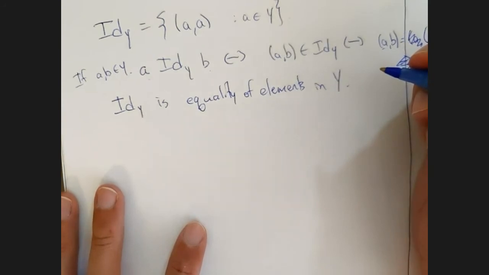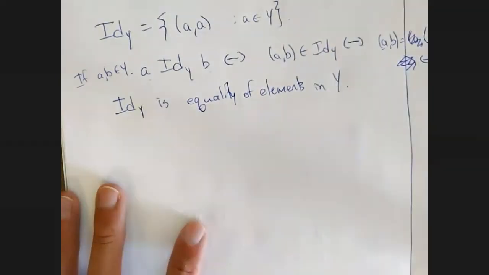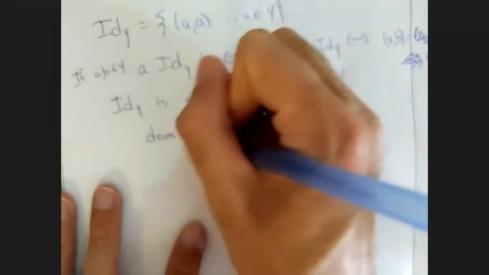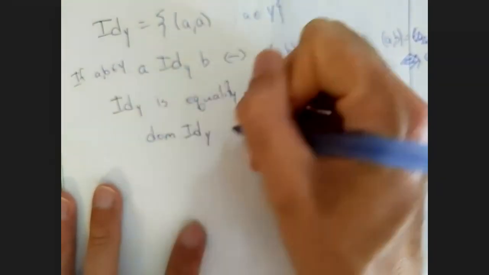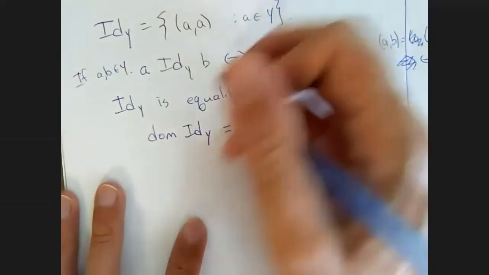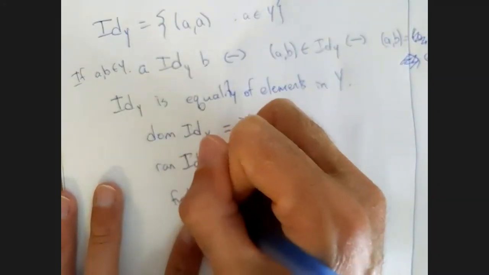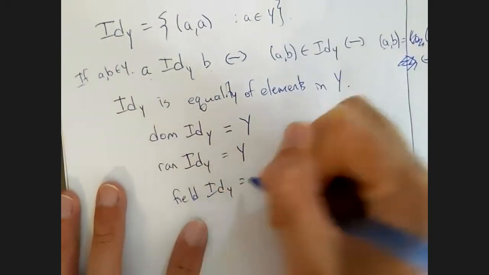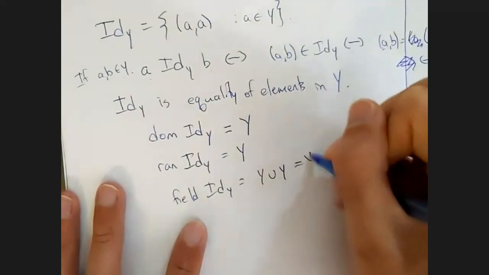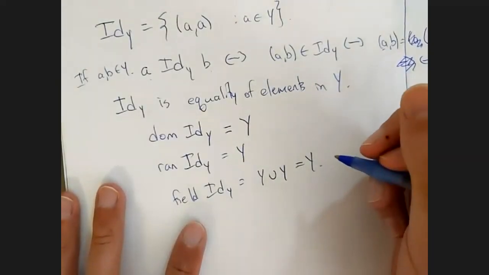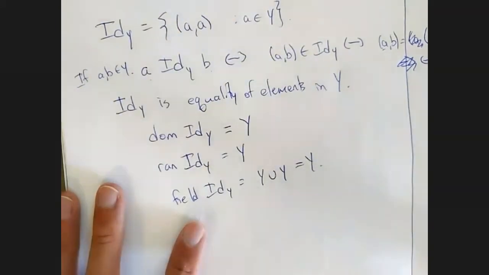Now we need to figure out what is the domain, range, and field. The domain of the identity relation is all of Y. The range of the identity relation is all of Y. The field is also Y, since it's just the union of the domain and range. So that's pretty straightforward.